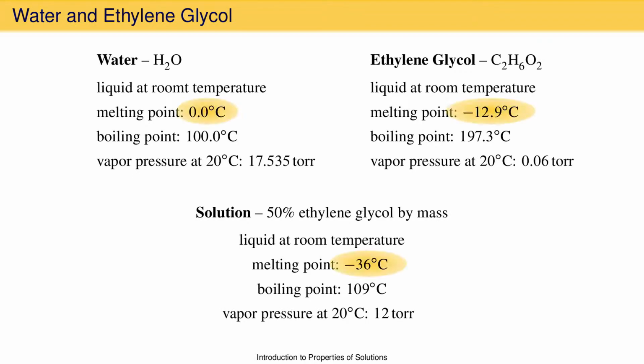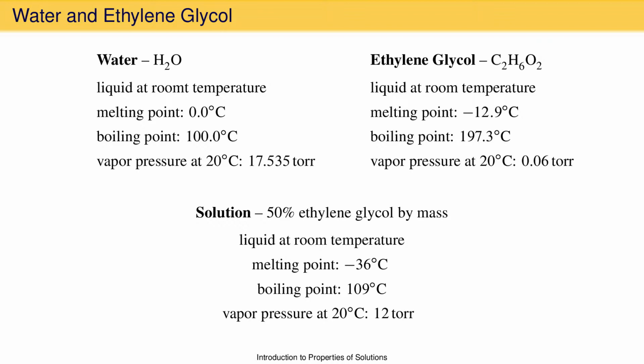Notice that the solution melts at a lower temperature than either one of its components, and that it boils at a temperature slightly higher than that at which the water boils. The vapor pressure of the solution also does not match the vapor pressure of either one of the components. This happens for other physical properties as well, such as surface tension, viscosity, refractive index, thermal conductivity, and electrical conductivity.